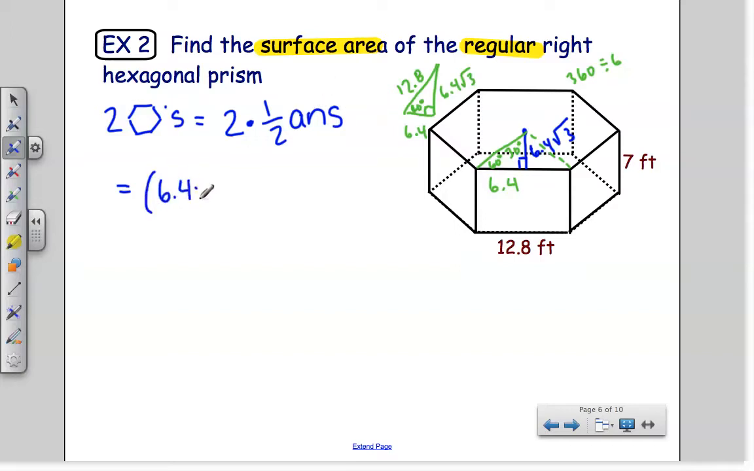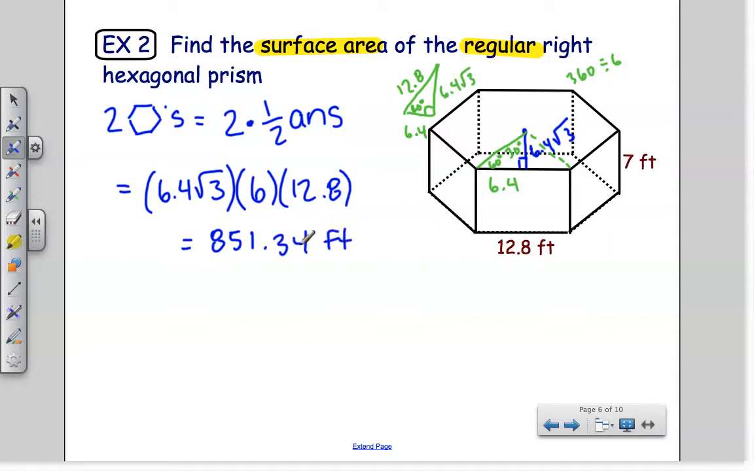Apothem, I have 6.4 square root of 3. That's what we just talked about here. Number of sides, it's a hexagon, so 6. The side length of the hexagon was this 12.8. Alright, let's see what I get. 6.4 square root of 3 times 6 times 12.8. And I'm getting 851, I'm rounding to 2 decimal places, 0.34, and this is area of those hexagons. Right now we're at feet squared.